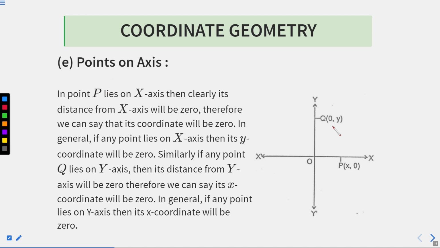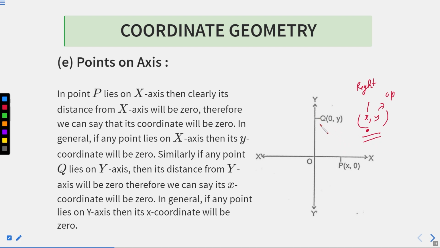Let's say here is the point x comma y. If the point x comma y is on the right side of the x-axis, then x is positive, and y is on the upward side, so y is also positive. Both are positive, so the point lies in the first quadrant. So both must be positive.